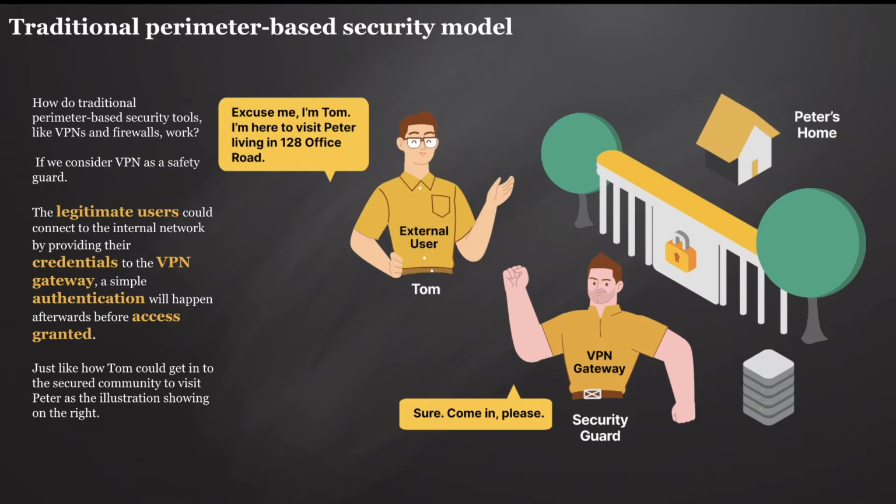A legitimate user can connect to the internal network with a simple authentication against the VPN using username and password, just like the guy in the cartoon telling the security guard who he is and his purpose of visiting this community, and the VPN as safety guard will verify if the person whom he is visiting actually lives in this community and then let him in.